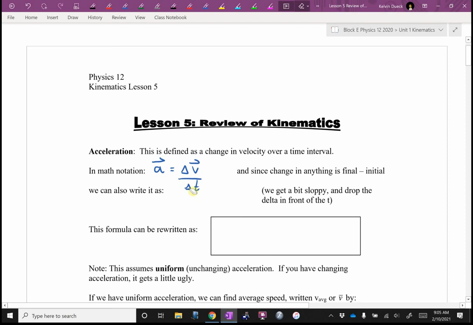Although you may have noticed with time, we got sloppy and didn't put the delta in front of it after a while, because time by definition is always a final minus initial change in. To measure time, you're starting and stopping your stopwatch, so what's the final time of the day? What's the initial time of the day? Subtract those, and that's how many seconds elapsed. Since change in anything is final minus initial, you may have noticed a theme that you might want to add to your formula sheet if you haven't already. We can also write it as A equals VF minus VI over T.